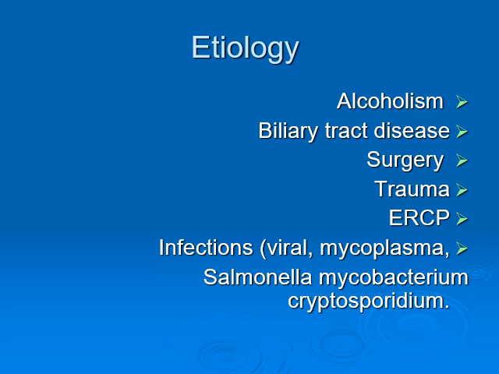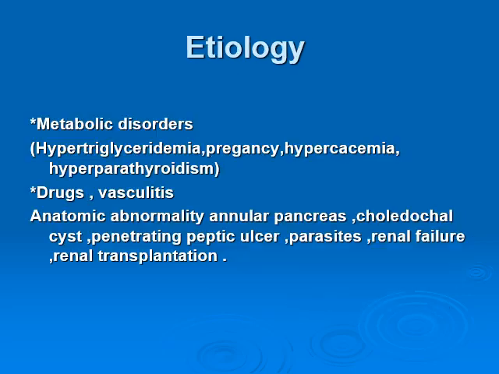Infection, like viral infection: any viral infection can be associated, and commonly it's associated with mumps, for example, and also mycoplasma, salmonella, mycobacterium, and cryptosporidium. These are rare infections. Metabolic disorders like hypertriglyceridemia and hypercalcemia, and drugs can actually induce pancreatitis, like drug-induced vasculitis and pancreatitis. Anatomical abnormalities like annular pancreas, choledochal cyst, or penetrating peptic ulcer.